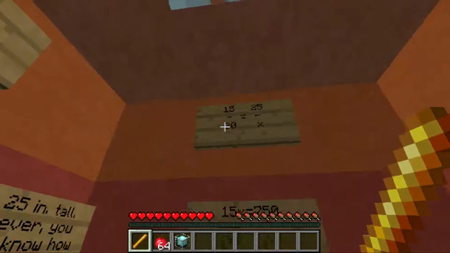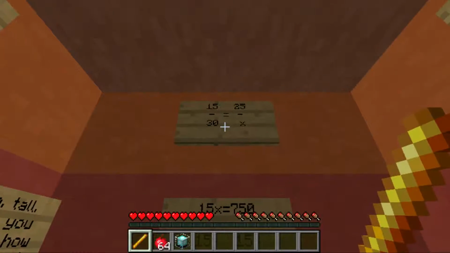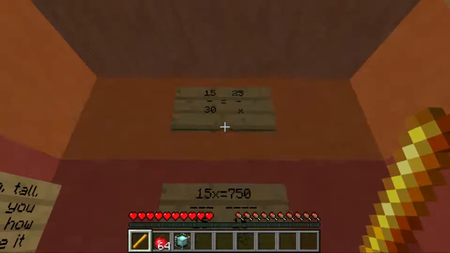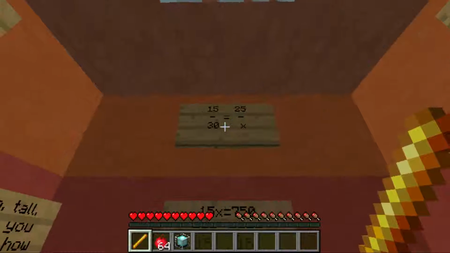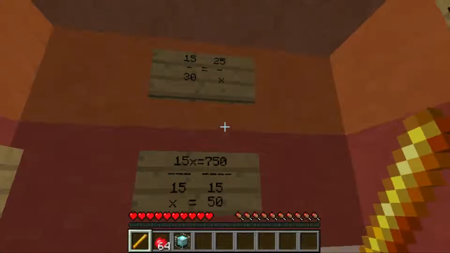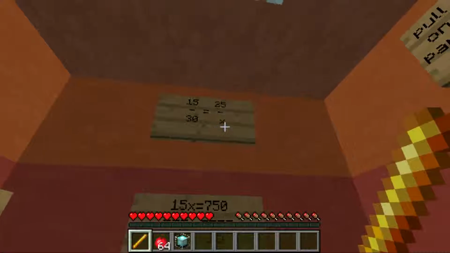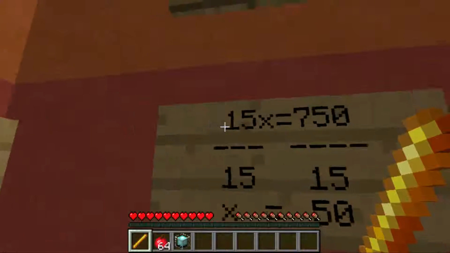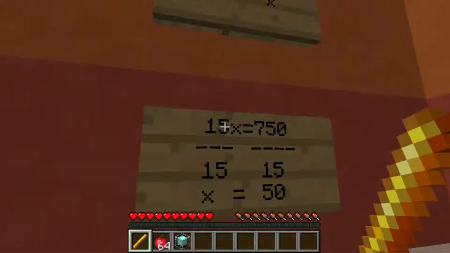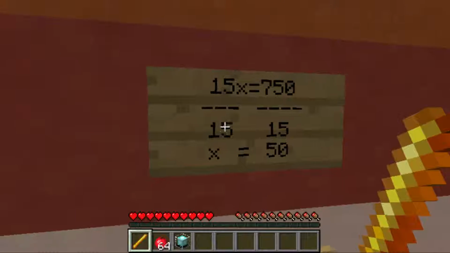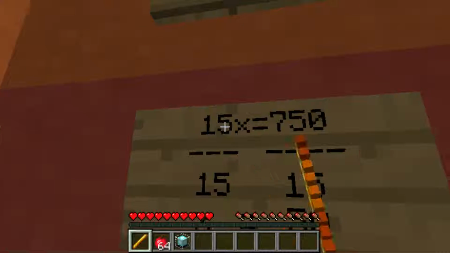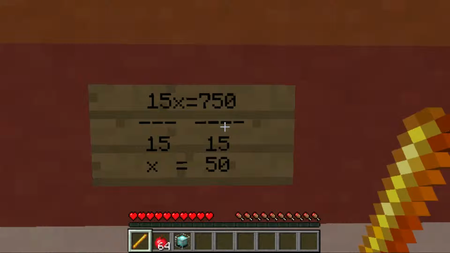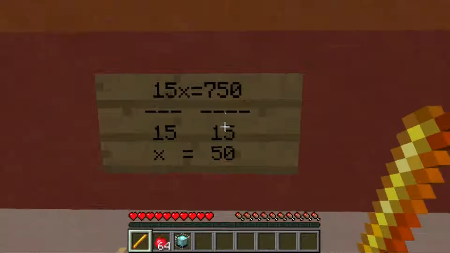So you wrap the loops around these, multiply them together, so 25 times 30 gives you 750. 15 times x will give you 15x. And so you do the same as before. You divide this by 15 because of the 15 there. And you also divide this side by 15 because you have to do the same thing on both sides.